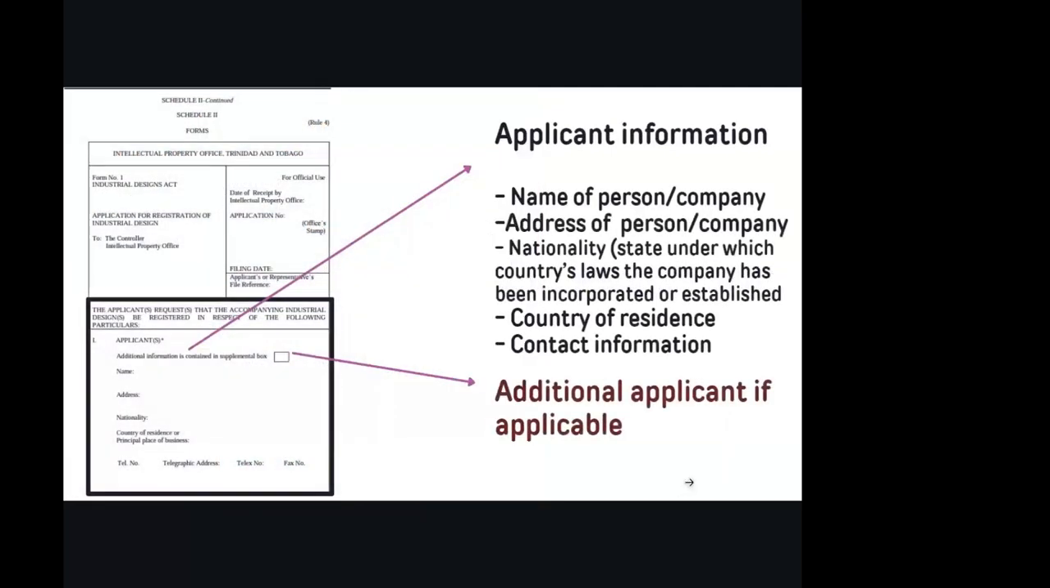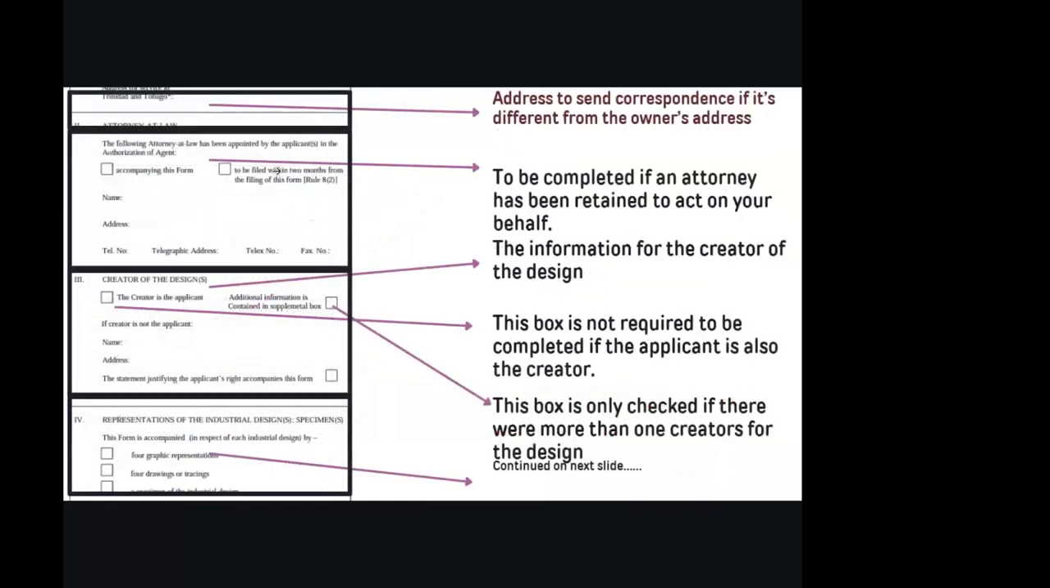But to explain the traditional one, like I said, we look for two copies of the application form. You can download the application form on our website, ipo.gov.tt, and you will fill out the relevant information: who is the applicant, the name of the person, the address, and also if you have additional applicants. Whether you are being represented by an attorney, who is the actual creator of the design. If the creator is different to the applicant, we require things like a statutory declaration stating that the applicant has the right to apply for this design. And I guess this is how assigning your rights would work in this case.